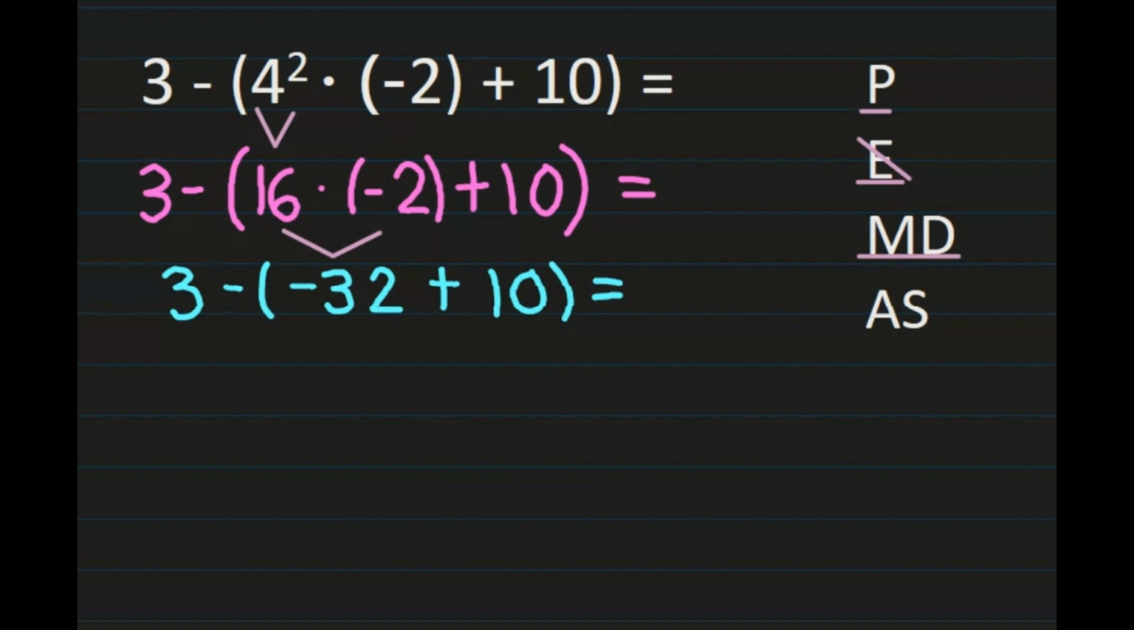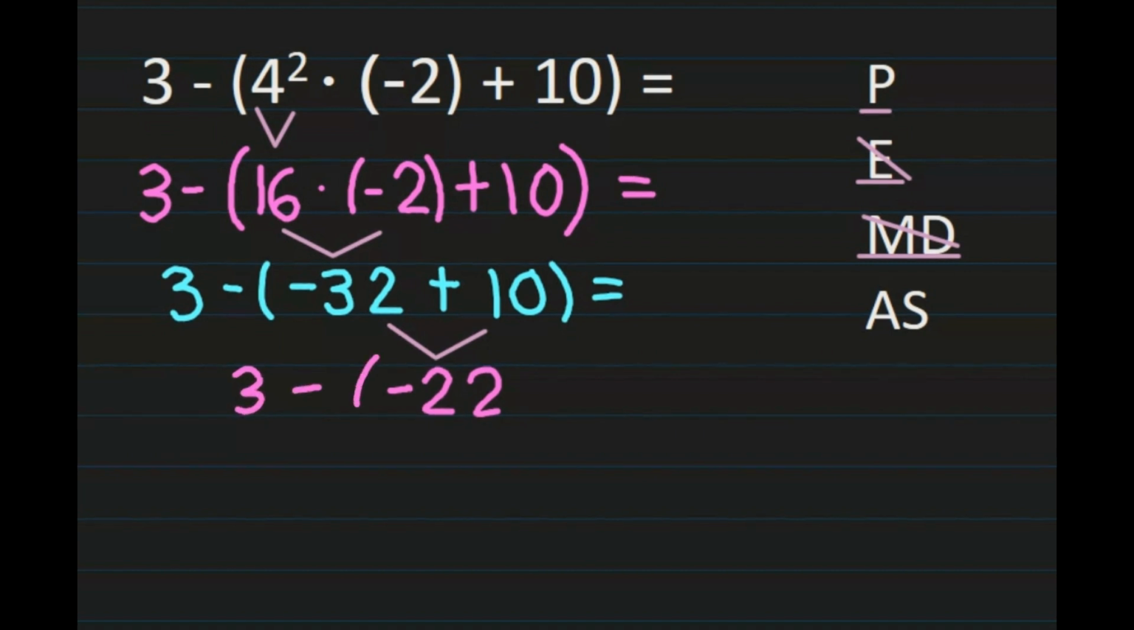Inside my parentheses, because I'm still working inside my parentheses, I don't see any more multiplication and division. I only have one step here. It's -32 plus 10. And remember, if you add integers with different signs, you subtract them and you keep the sign of the number with the larger absolute value. So 32 minus 10 is 22, and the -32 has the larger absolute value.